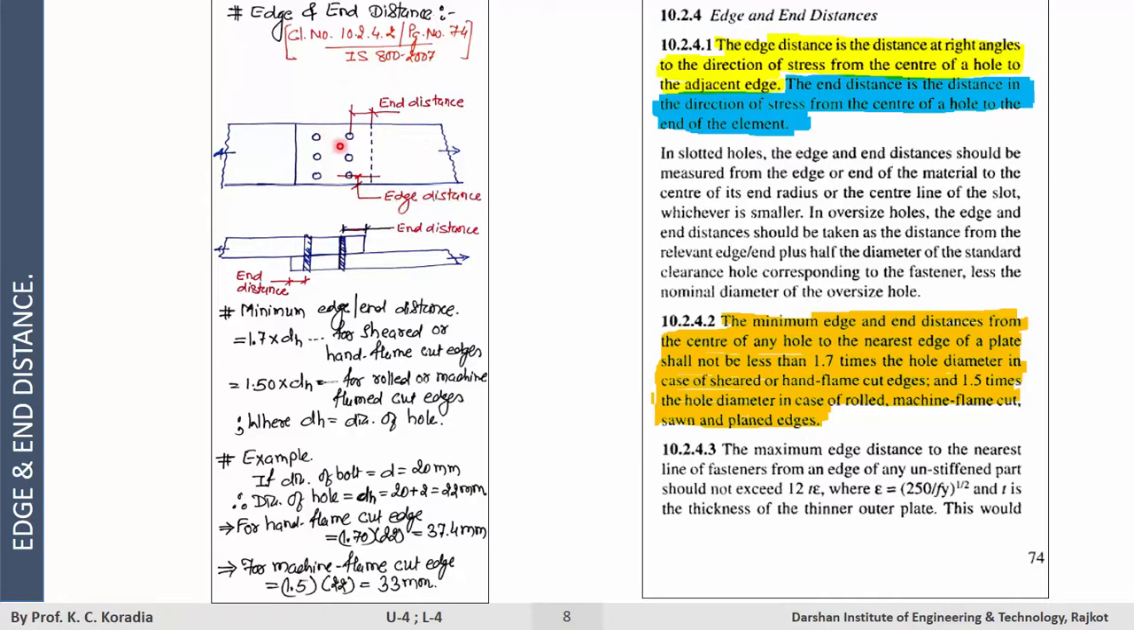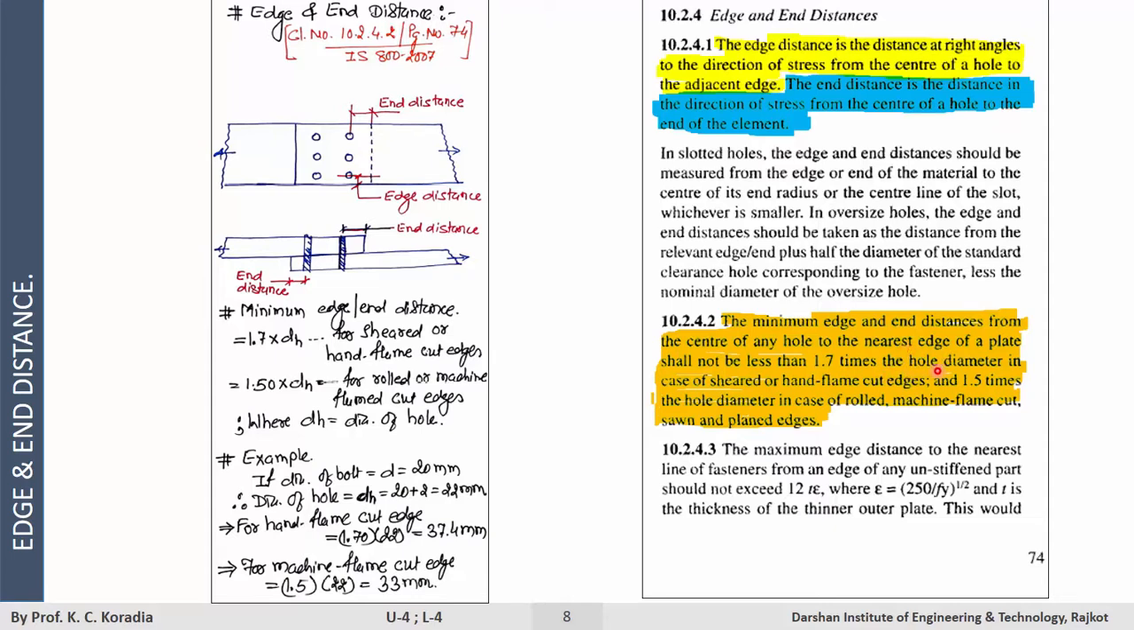This is your end distance. The end distance is the distance in the direction of stress or force from the center of the hole to the end of the element. This is the end of the element. This is your end distance. Clause number 10.2.4.2 suggests that the minimum edge and end distance from the center of any hole to the nearest edge of the plate shall not be less than 1.7 times the hole diameter.